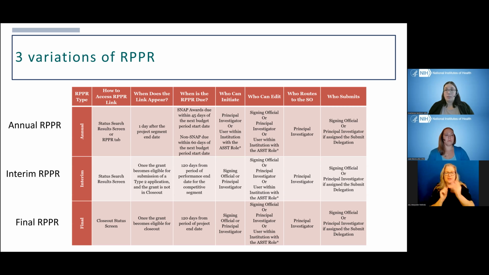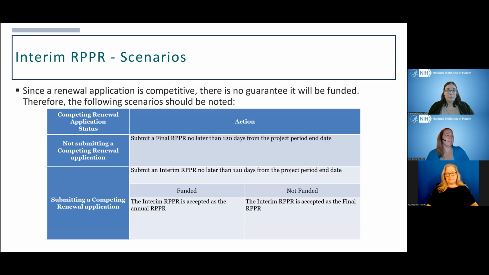If you're coming in and you see an interim RPPR link and you're actually going to go into closeout, that's fine. Complete the interim RPPR. Once you go through closeout, we'll flip it over to final RPPR. And this is actually talking about that. So if you compete and your interim RPPR is submitted, you get funded for your type 2, your interim RPPR is accepted. And then if you're not funded, your interim RPPR is going to be accepted as a final RPPR.